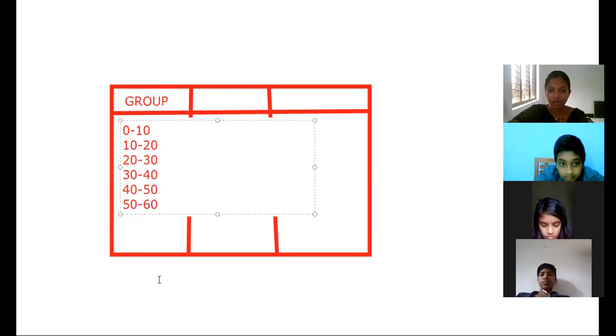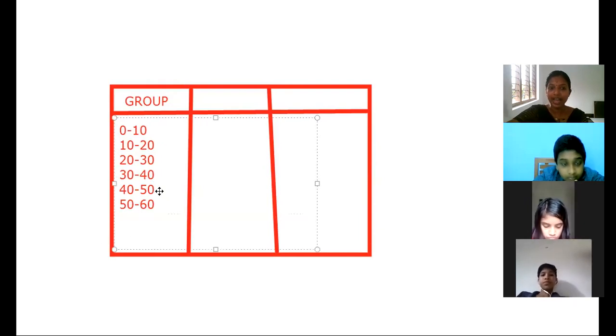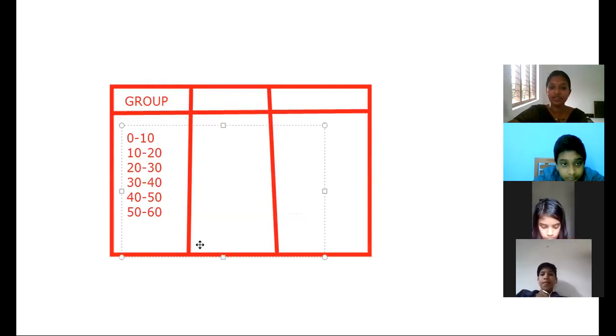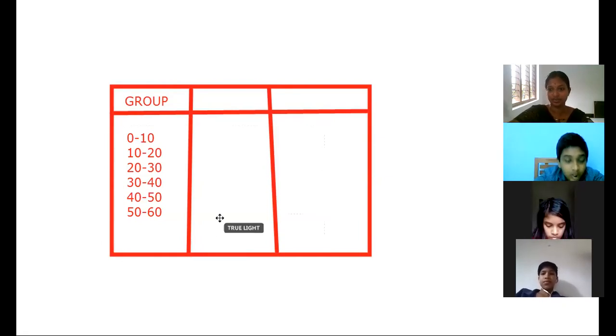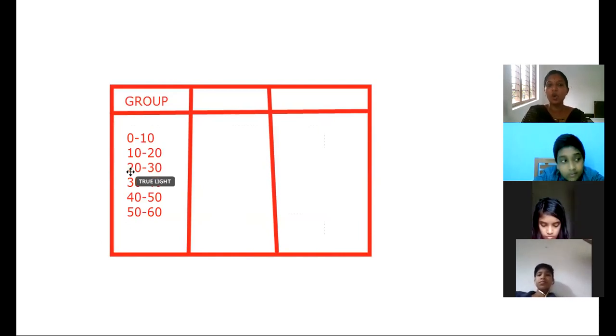How will you make this data into groups? Because here, how many observations do we have? We have 60 observations. This is such a large number of observations. So, to reduce the complexity while dealing with a large number of observations, we have just grouped our data.